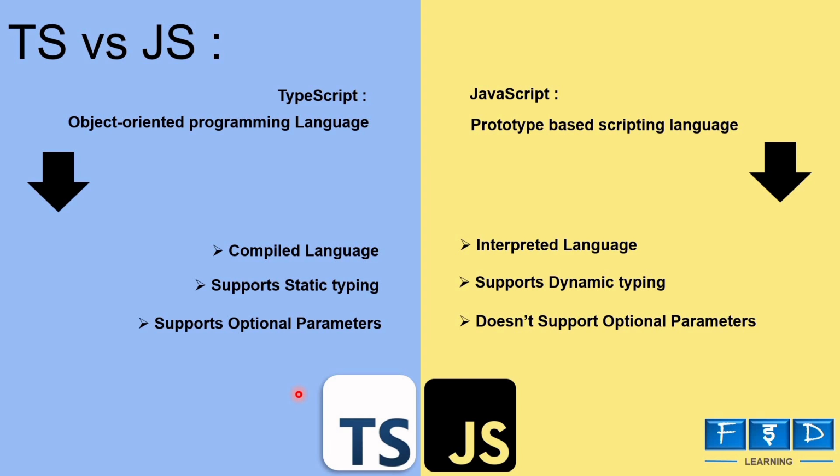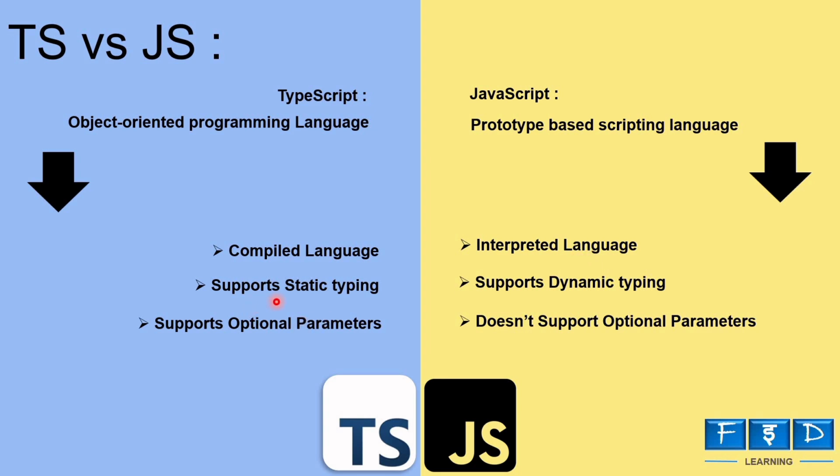Now we will understand the difference between TypeScript and JavaScript. Basically, TypeScript and JavaScript are both programming languages used for web development. But here we can find some differences. TypeScript is referred to as an object-oriented programming language. On the other hand, JavaScript is a prototype-based scripting language. TypeScript is a compiled language and JavaScript is an interpreted language, which means TypeScript always points out compilation errors at the time of development. Because of this, getting runtime errors is less likely, whereas JavaScript is an interpreted language.